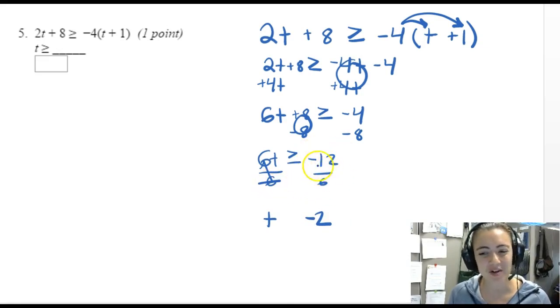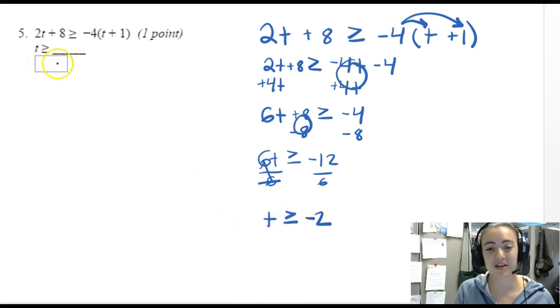Yes, there is a negative number up here, but remember, it's what you're doing to both sides. So we divided by positive 6, so the inequality symbol stays the same. So our answer is t is greater than or equal to negative 2.